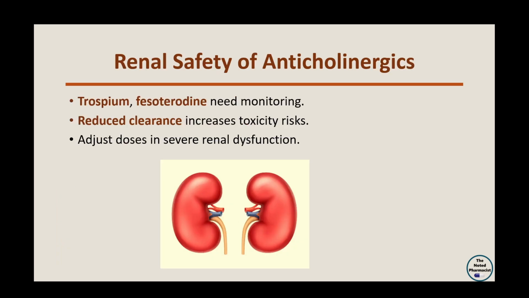Use in renal impairment: in renal impairment, careful monitoring is essential for drugs like trospium and fesoterodine, which are primarily renally excreted. Reduced renal clearance of these drugs can increase the risk of toxicity, necessitating dose adjustments. For instance, trospium should be used at lower doses or avoided in severe renal dysfunction to prevent excessive accumulation and adverse effects.